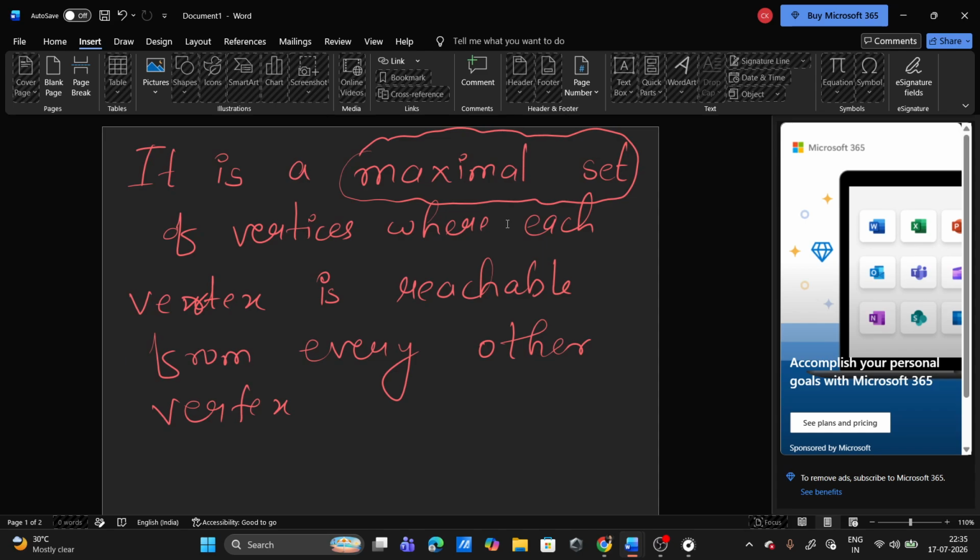Now, I'd like to summarize it. So, if someone asks you what a connected component is, you can say this definition: it is a maximal set of vertices where each vertex is reachable from every other vertex. Remember this. All right. Now, as we understood what a connected component is, we are in a position to solve that question. Now let's get back to that question.